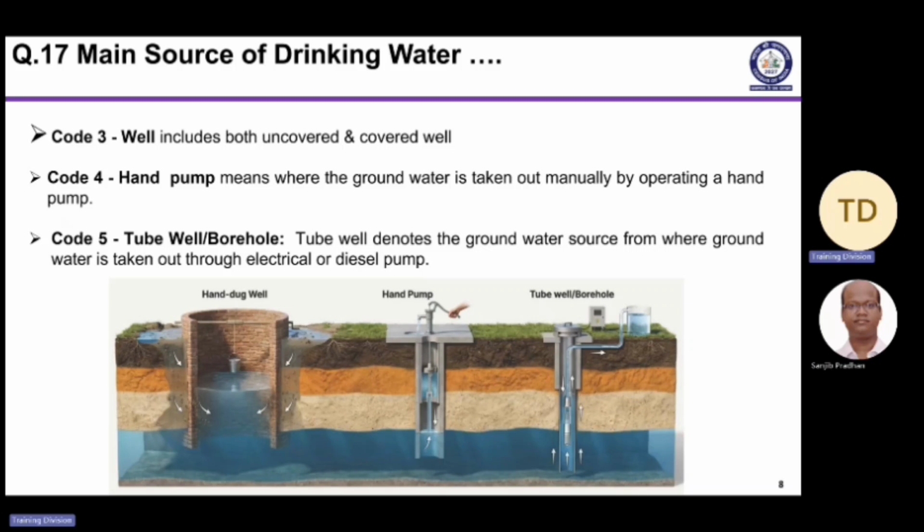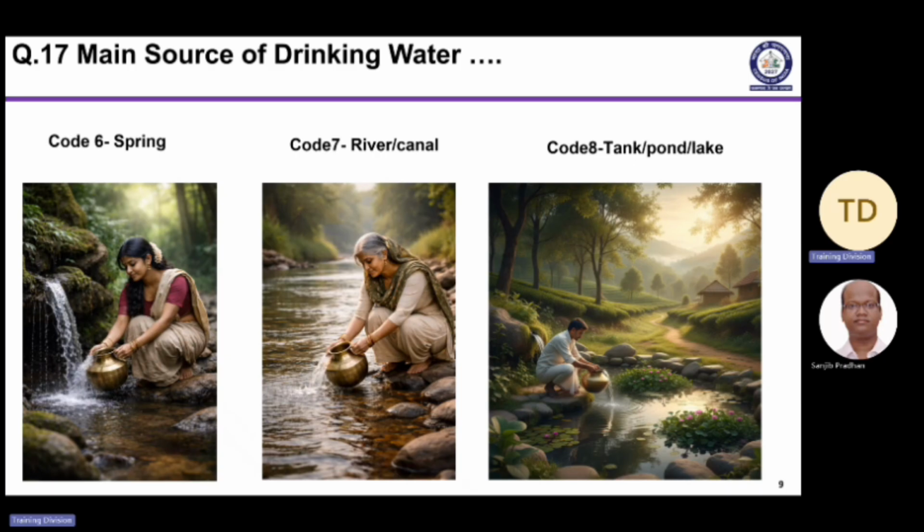So these are the codes 3, 4, and 5. You might know it's self-explanatory, and I have explained it a little also. It is there on the screen also, the different pictures. Now we have some natural resources: spring, river, canal, tank, pond, lake.